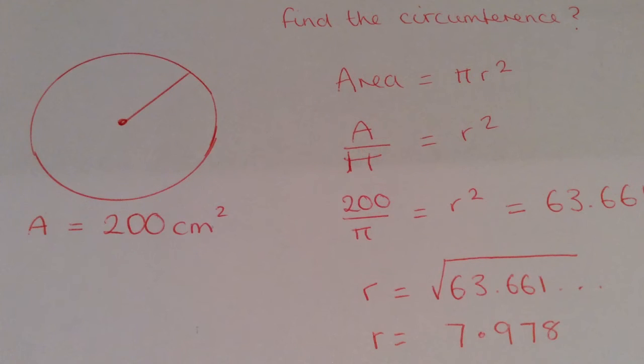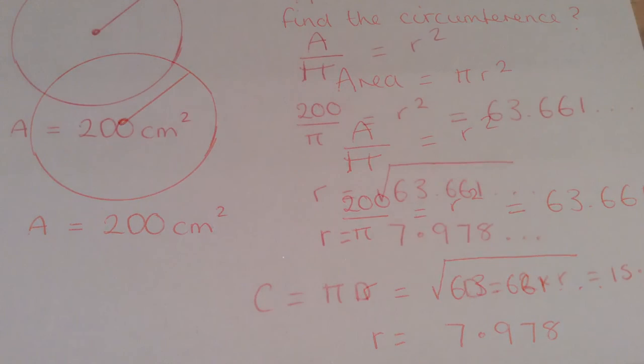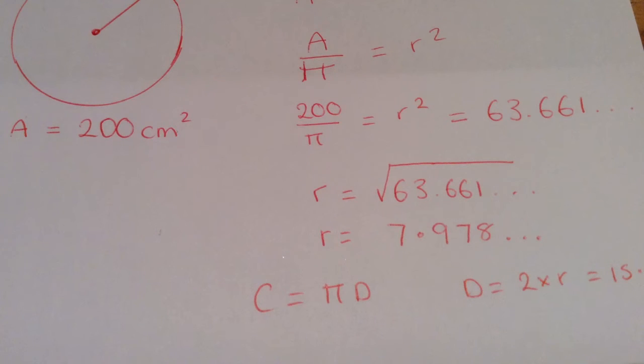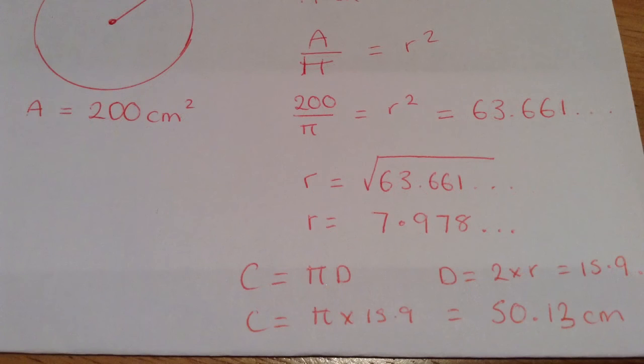We square root that value to give us our radius of 7.978. We are then going to find the circumference by substituting that radius into the formula C equals pi d. Again, we've got a diameter, but we've been given a radius, so we need to double our radius, which is 15.9, and multiply that by pi to get our circumference. We end up with a value of 50.13 centimetres.